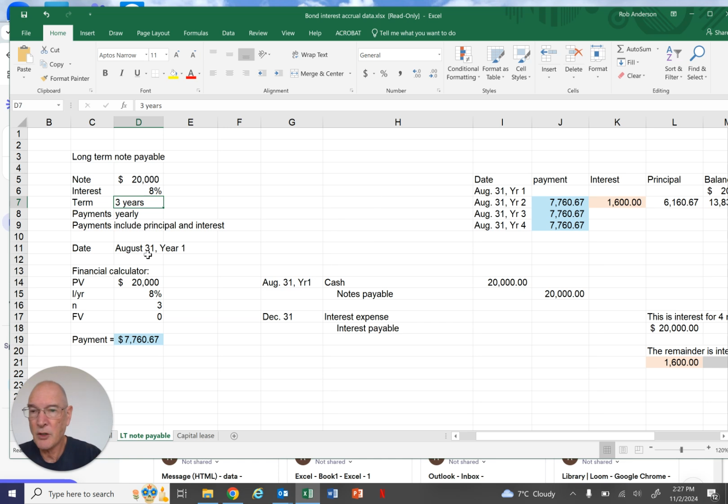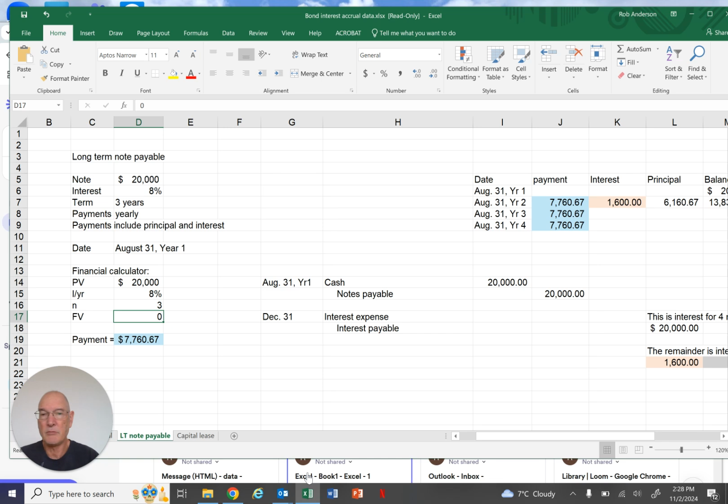And I'm just going to show you how this works. So on my financial calculator, and again, this could be Excel, and you can try it on Excel if you like, you'll get the same number. The present value is 20, present value meaning the amount we borrowed and we owe 20,000 today. The interest per year is 8%. We have 3 payments to make, and the future value, the amount we owe after the 3 payments, is 0 because the payments are paying off the note.